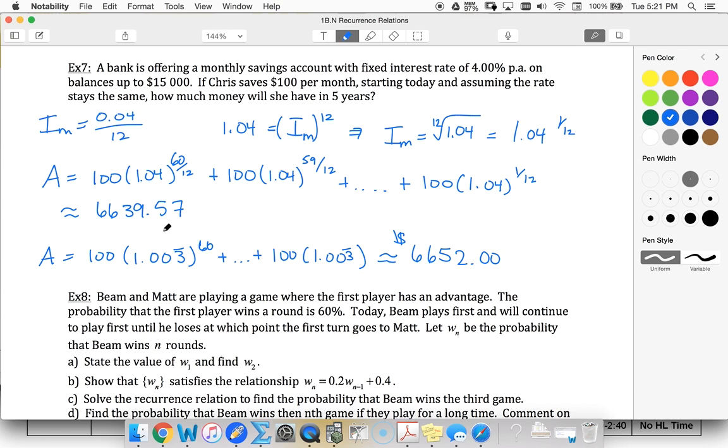So the Hayes and Harris way gets you slightly more money. Which way is correct? I'm not sure. Valid points for both of them.